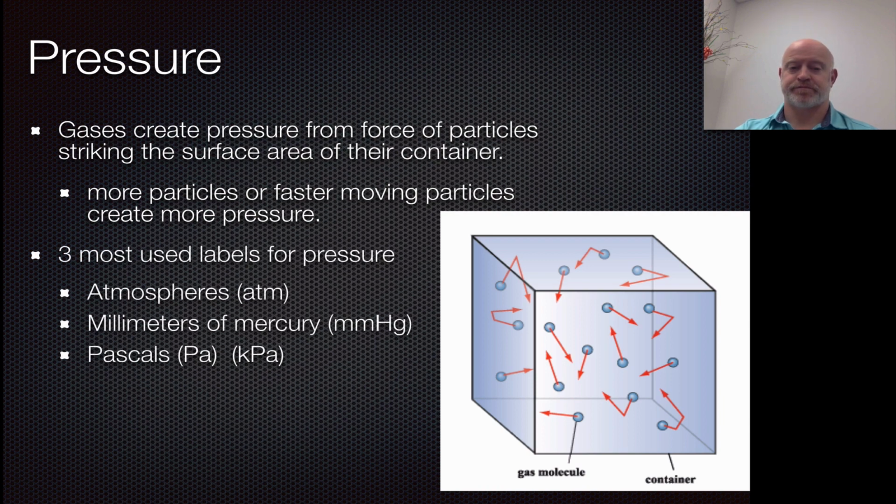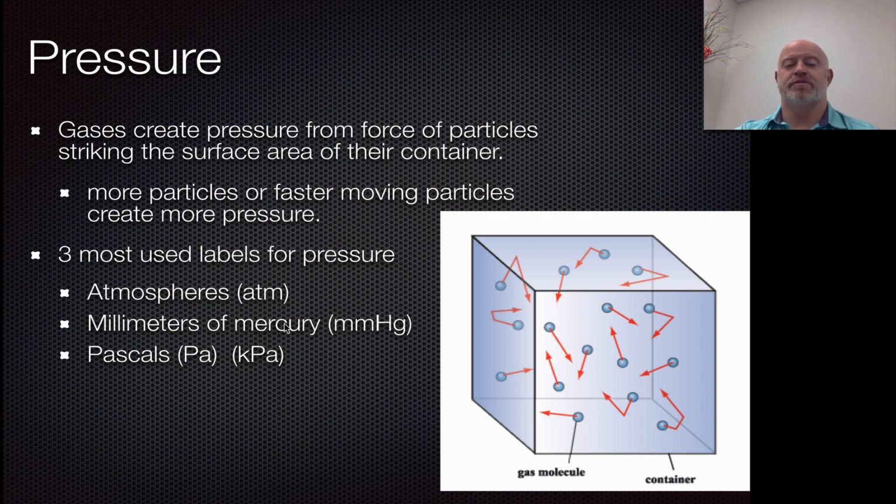Now, when we generate pressure, there are three ways that we label it. I wish there was only one, but we got three. We label things in atmospheres of pressure. This is a system based off of what our typical atmospheric pressure is on our planet at sea level. So if we talk about 1 atmosphere of pressure, that would equal normal pressure in our world at sea level.